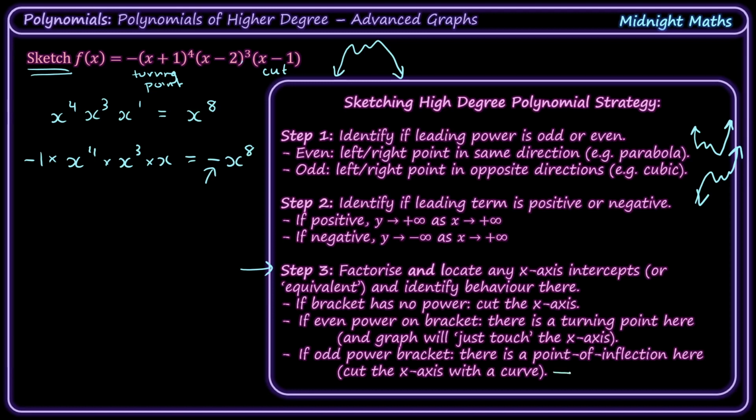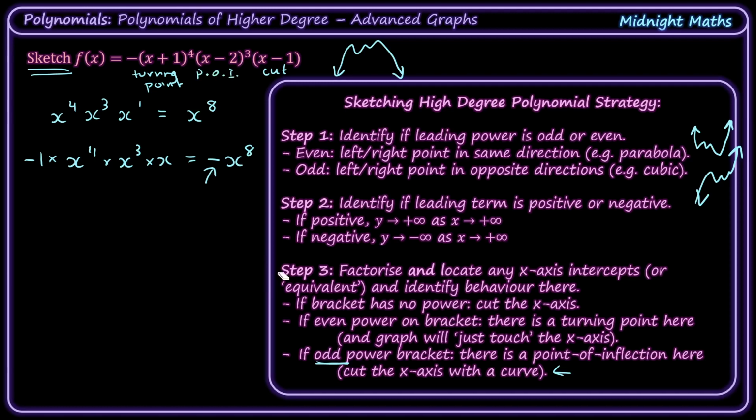Okay, and the last example that we can have is if it's an odd power on the bracket, and in this case there's a point of inflection here. So it still cuts the x-axis, but there's a bit of a curve happening where it cuts. So that's an example of this last bracket. We have a cubic. So in this case, this will just have a point of inflection at that point.